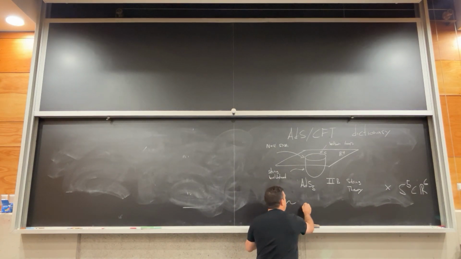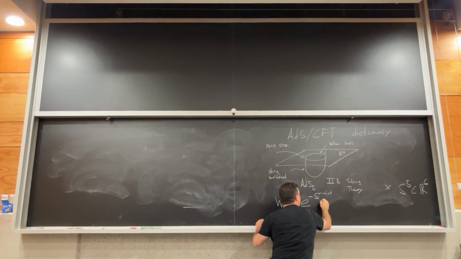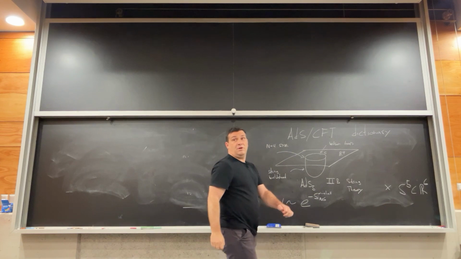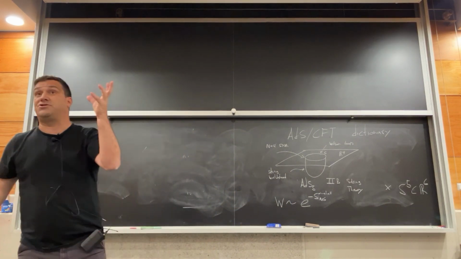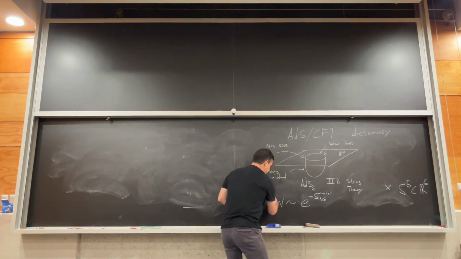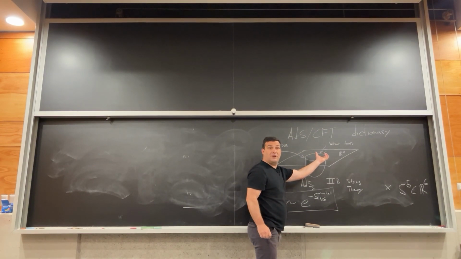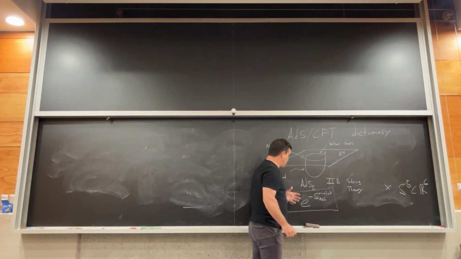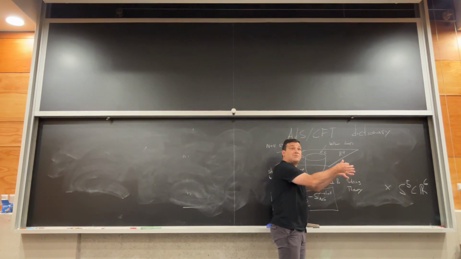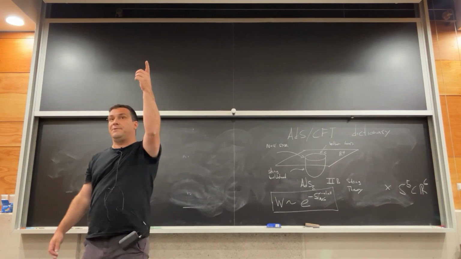The Wilson loop will be e to the minus, I forgot, let's say number one, so it'll be the area of the worldsheet. Okay? I forgot the main punchline. So this is the actual dictionary. So find this surface, extremize the area, that's an Euler-Lagrange problem, right? And then compute the area of the minimal surface, and that will be the expectation value of the Wilson loop in the dual field theory.